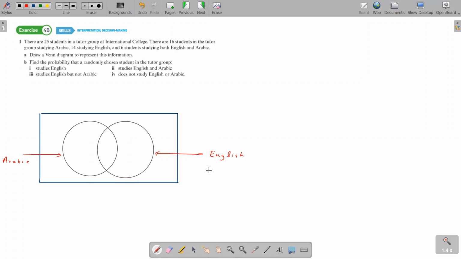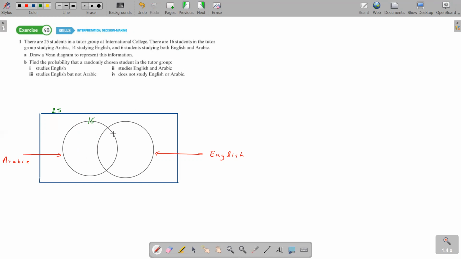They say there are 25 students in a tutor group at International College. So 25 students is the total, which means you will put the 25 at the top. There are 16 in the tutor group studying Arabic. When they say 16 study Arabic, are you just going to put 16 in one region? Is this correct? If 16 students study Arabic, it means this entire circle, and this circle has two regions. So you do not write the 16 only at this point, which is only Arabic. When they say 16 students study Arabic, it means this entire circle, both regions. So in such situations, you mark 16 at the top like this.